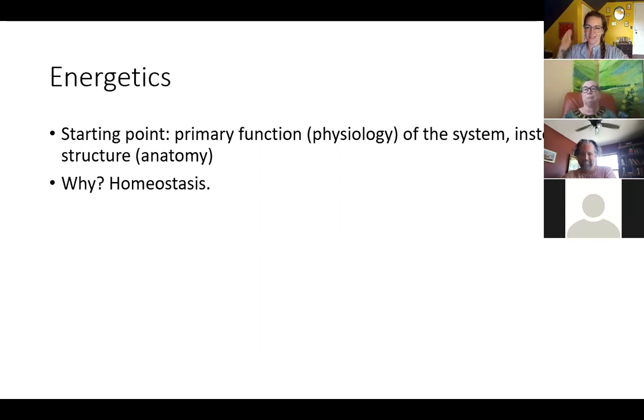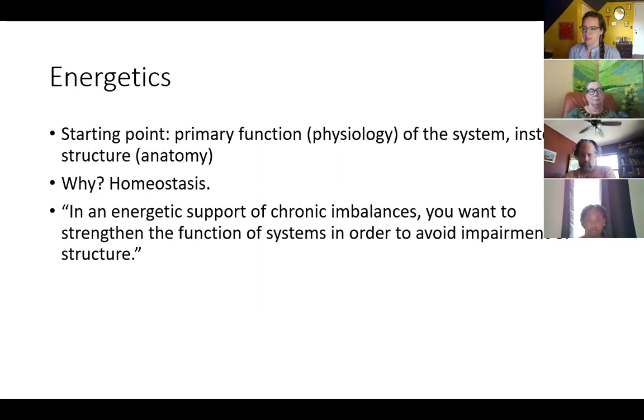And your body's always in this mutable alchemical process of changing constantly. And sometimes these little changes we don't notice until something's out of balance. And even then it's pulling on another system and we don't know how to address the root of it. Michael Moore says, in an energetic support of chronic imbalances, you want to strengthen the function of systems in order to avoid the impairment of the structure. So this means that if the physiology is off, eventually the structure will be off. And once the structure is off, more physiology will be off.